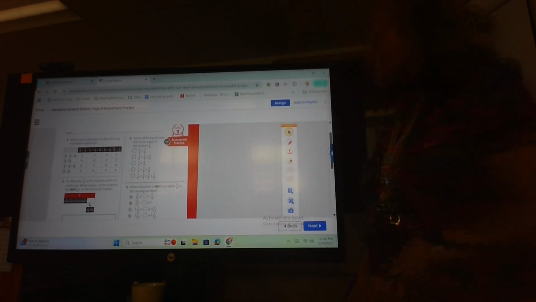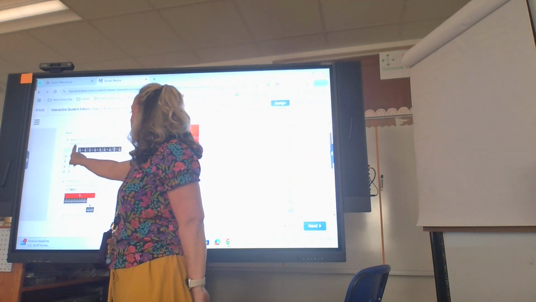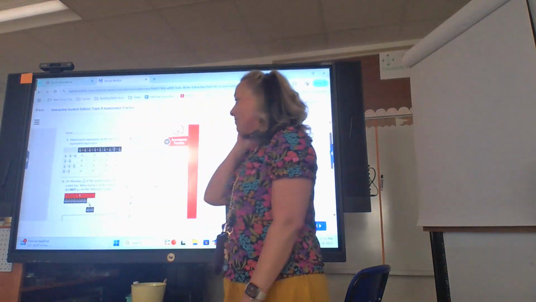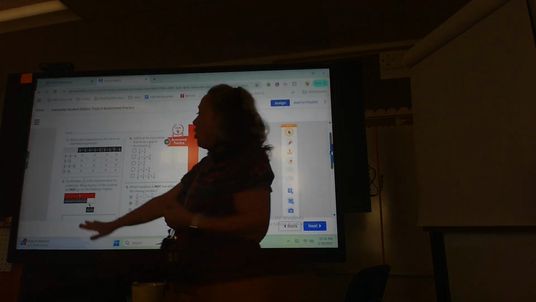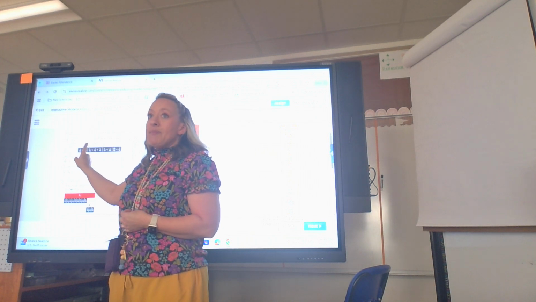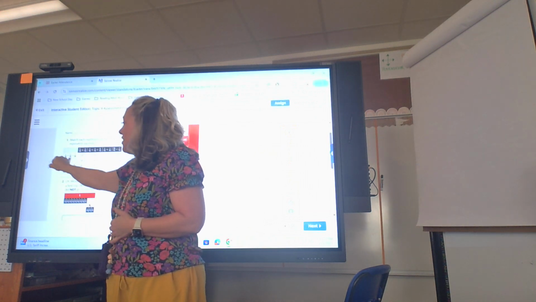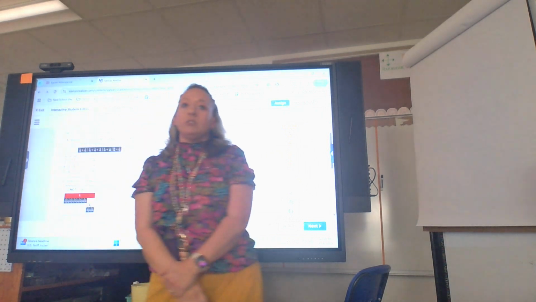Okay, so number one, match each expression on the left to an equivalent expression. In other words, these match this. Okay? The first thing we're going to do, take a look at this top expression right here.